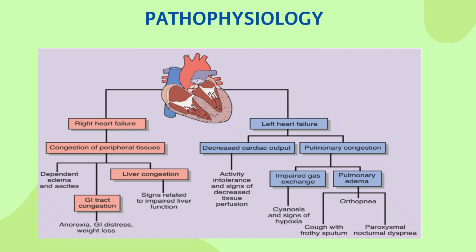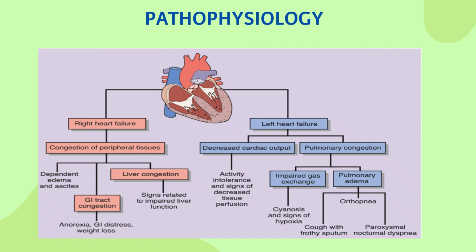And if there is decreased cardiac output, the patient will come to you with activity intolerance and signs of decreased tissue perfusion. When it comes to pulmonary symptoms like impaired gas exchange, cyanosis, hypoxia, or symptoms of pulmonary edema, what we learned, like pink, frothy sputum, or paroxysmal nocturnal dyspnea, you have to identify that the patient is in left-sided heart failure.